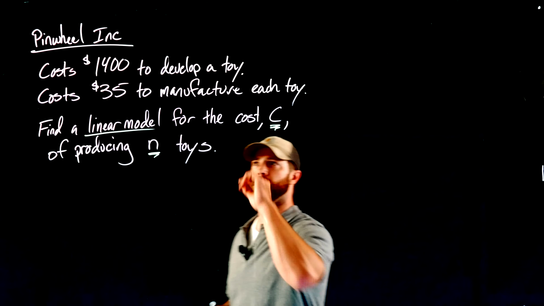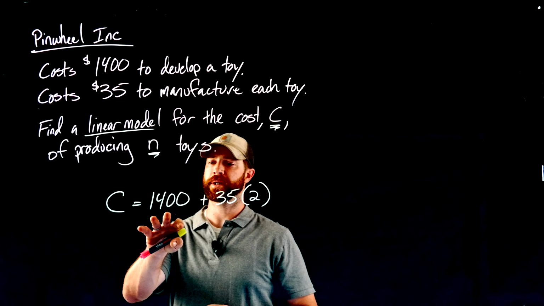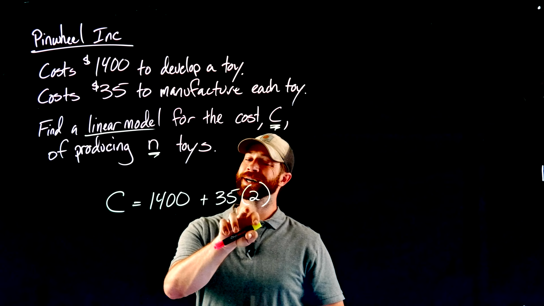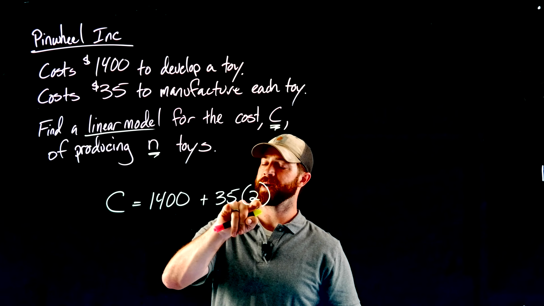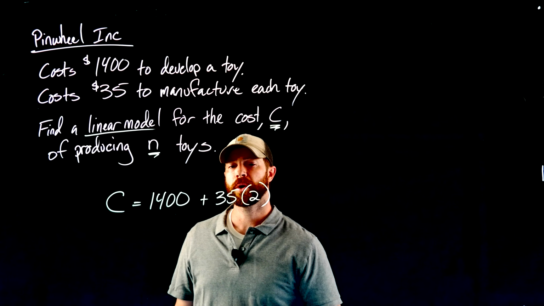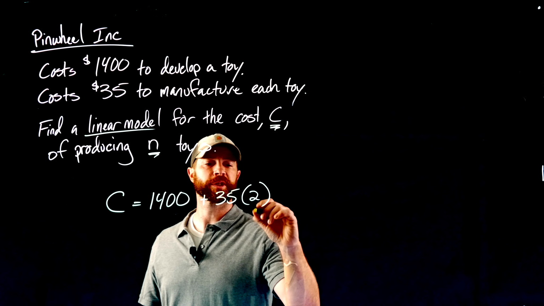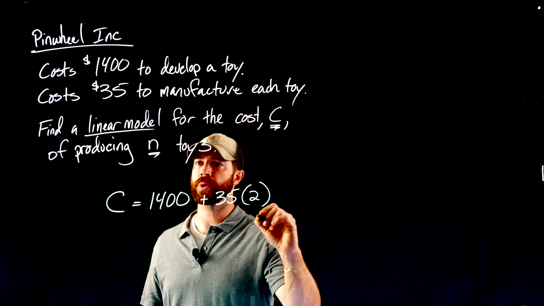So if you think about it, if they made 2 toys, let's just think about 2 toys, for instance. What we'd do is we'd add on 35 times 2 to the 1,400 here, right? We'd add on 35 times 2, multiplying each of the toys they manufacture by 2. Well, we don't want just 2 toys. What if we produced 5 or 6? Let's say if we wanted to produce 6 toys, we would write it like this, 35 times 6.